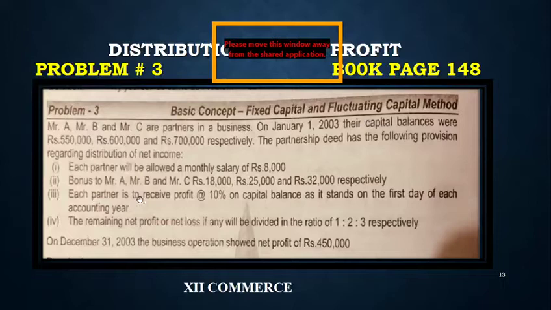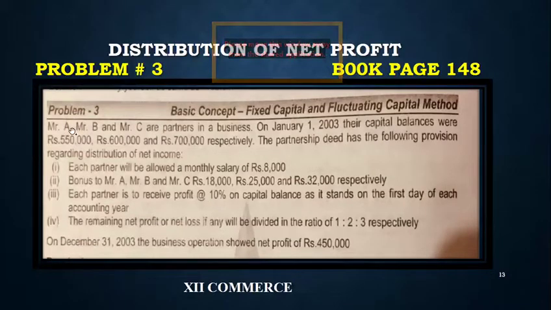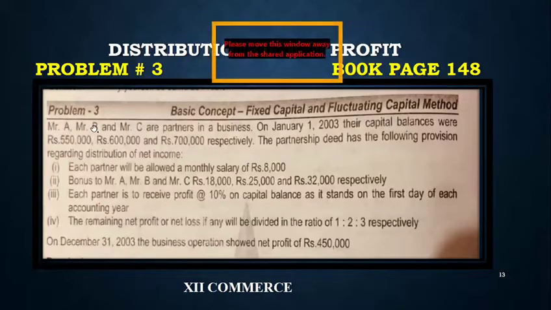Each partner is to receive profit of 10% on capital balances. These are your capital balances, 550,000. Then for the 10%, show the working. Working number 1 for Mr. A, working number 2 for Mr. B, and working number 3 for Mr. C. The working for Mr. A will be 550,000 multiplied by 10 divided by 100, simultaneously for B and for C.